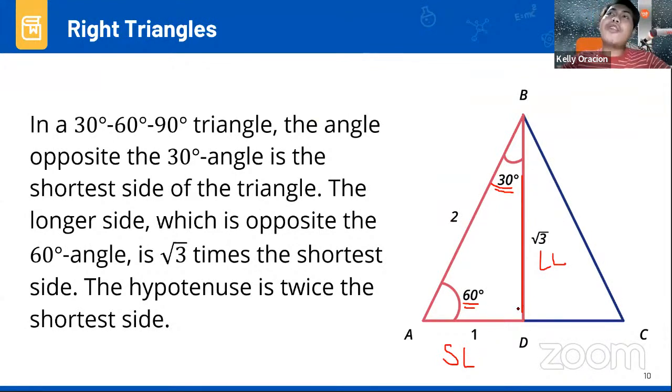Kaya nga, di ba, may formula doon. May formula nakalagay doon, class, that the hypotenuse is always twice the shorter leg. Again, the hypotenuse is always twice the shorter leg. And also, the longer leg, LL stands for longer leg, SL stands for the shorter leg. So the longer leg is shorter leg times square root of 3.